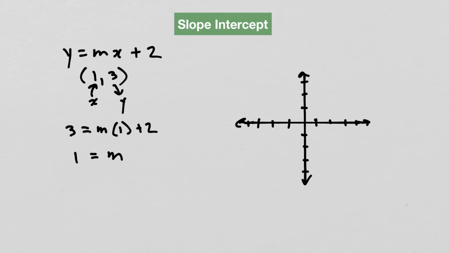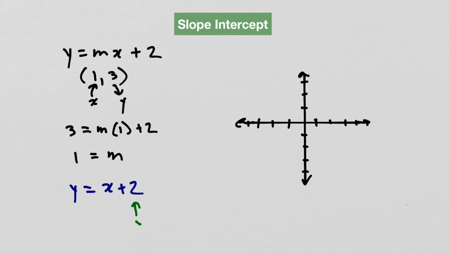Okay? We know the slope is 1, so now we're going to rewrite the equation, and we get y is equal to x plus 2. Okay? Now, all we have to do is graph this equation. Just like before, we start with the y-intercept, and that is 2.